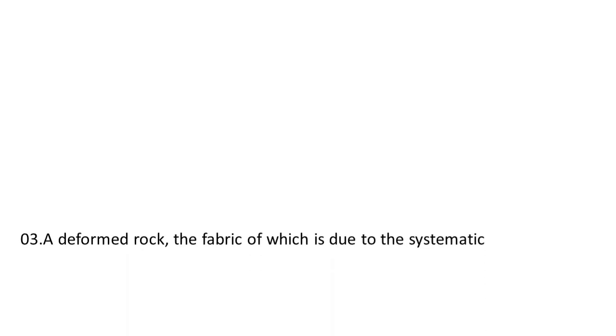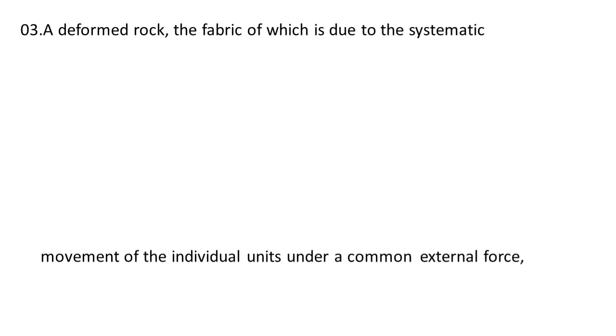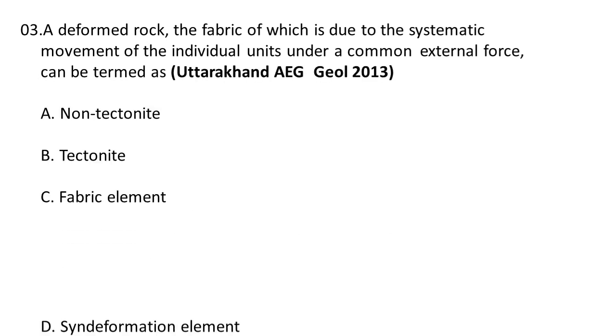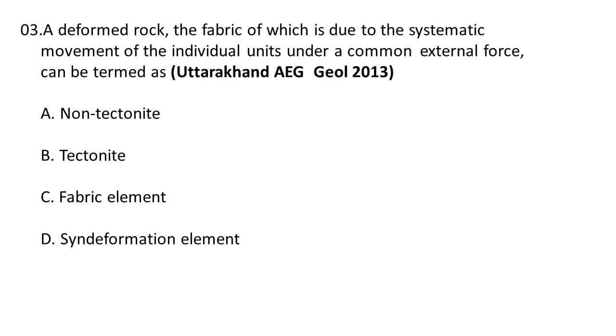Next question. A deformed rock, the fabric of which is due to the systematic movement of the individual units under a common external force, can be termed as A. Non-tectonite, B. Tectonite, C. Fabric element, D. Syndeformation element. So the correct option is tectonite. Tectonites are rocks that have been affected by tectonics or natural forces from other stones and have undergone differential movement of their parts. The result is rocks with a fabric that reflects their deformation history and displays coordinated geometric features that indicate continuous solid flow during formation. So a deformed rock whose fabric is due to the systematic movement of the individual units under a common external force is termed a tectonite. B is the correct option.